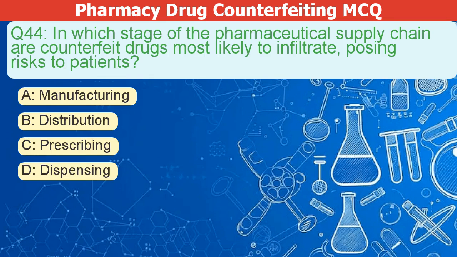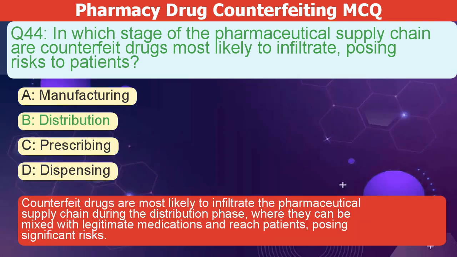In which stage of the pharmaceutical supply chain are counterfeit drugs most likely to infiltrate, posing risks to patients? A. Manufacturing. B. Distribution. C. Prescribing. D. Dispensing. The correct answer is B. Counterfeit drugs are most likely to infiltrate the pharmaceutical supply chain during the distribution phase, where they can be mixed with legitimate medications and reach patients, posing significant risks.